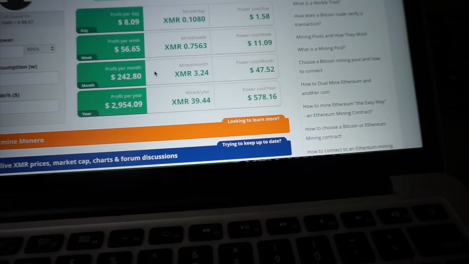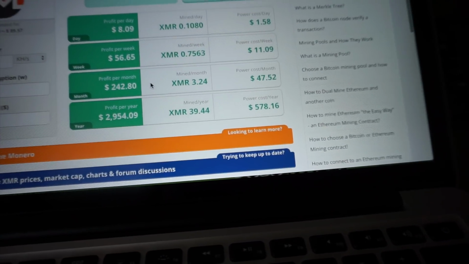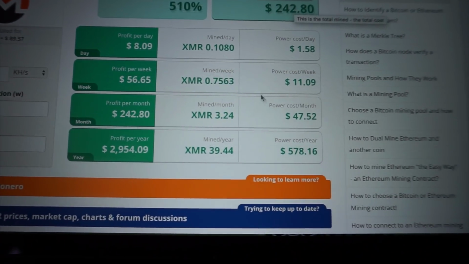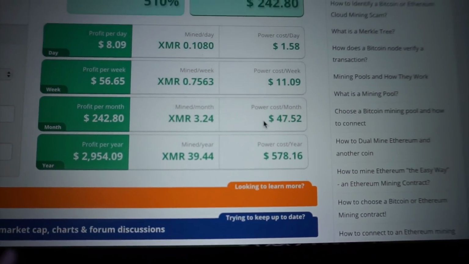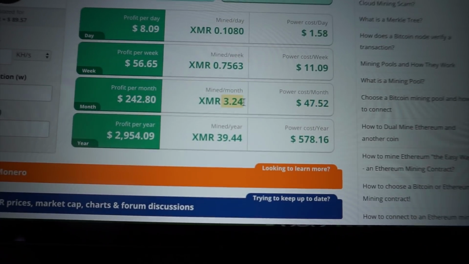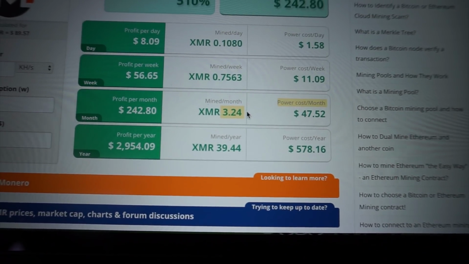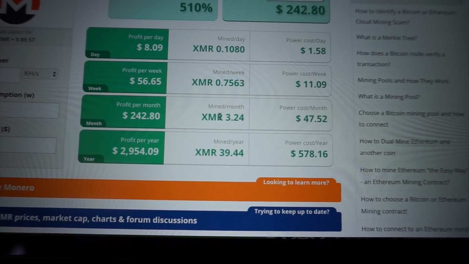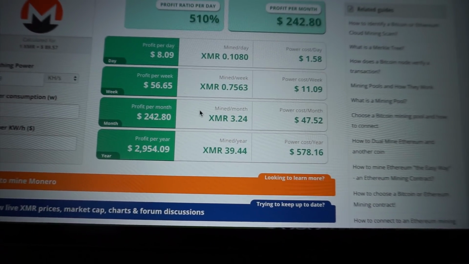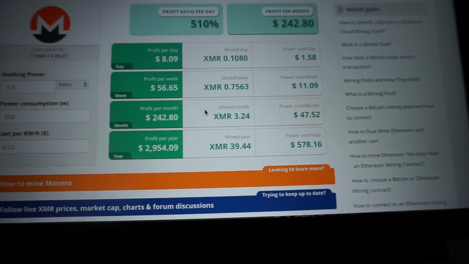So, yeah, I don't know if the difficulty is lower or something like that, but the profit's still roughly the same. You're paying, let's see, $47, so close to $50 a month, and you're mining, it says 3.24. Last video we were mining 3 a month, but yeah, this thing is pretty stable. I haven't had any problems with it.